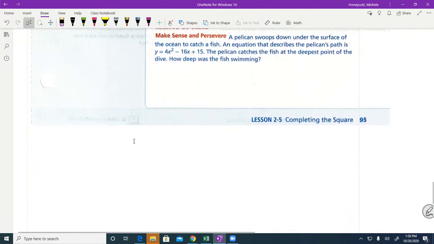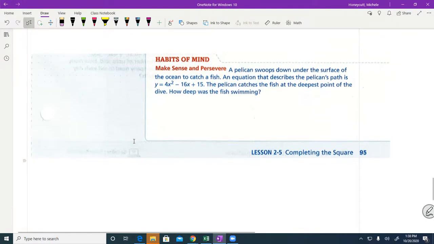Our last problem, a pelican swoops down under the surface of the ocean to catch a fish. An equation that describes the pelican's path is y equals 4x squared plus 16x plus 15. The pelican catches the fish at the deepest point of the dive. How deep was the fish swimming? So we need a picture.